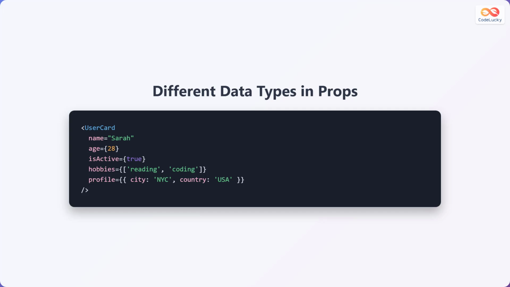Props can accept various data types, including strings, numbers, booleans, arrays, and even objects. Here's an example of how you can pass different data types as props to a user card component. You can pass a name as a string, an age as a number, an isActive status as a boolean, hobbies as an array of strings, and a profile object with city and country.